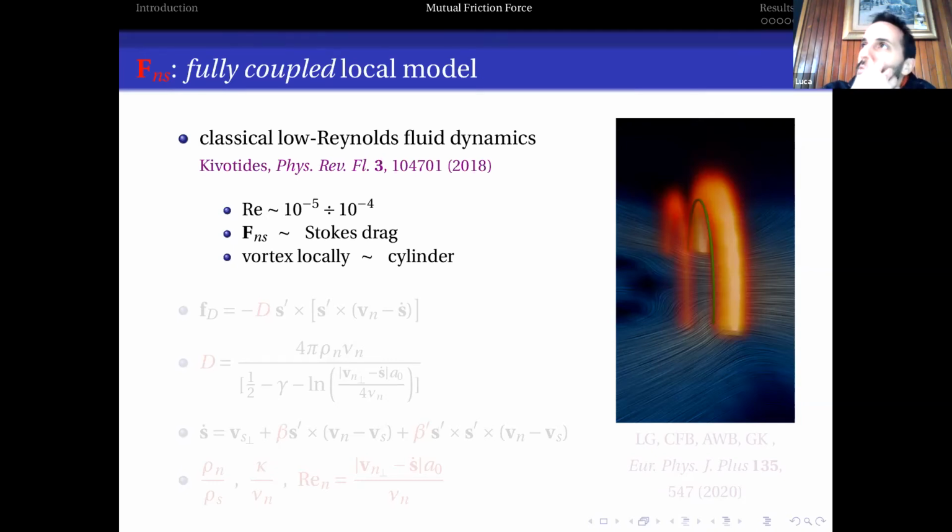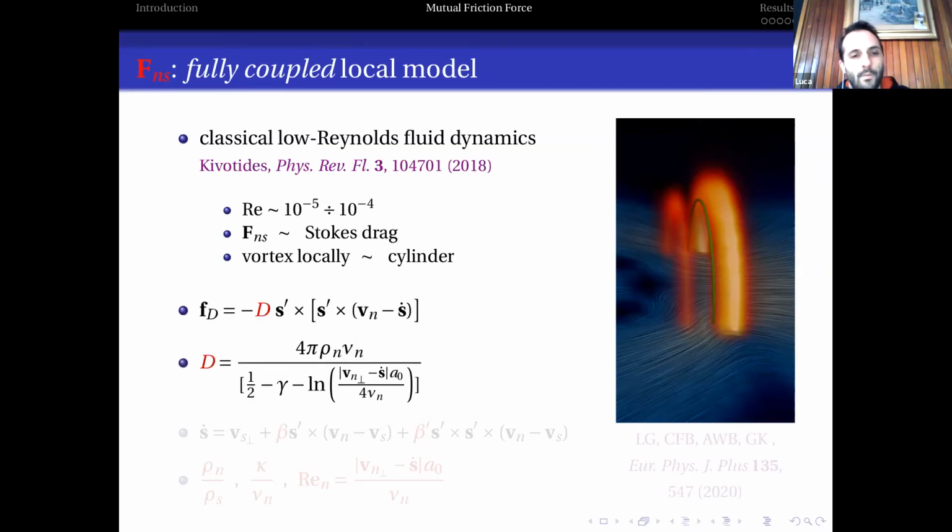And so we used an alternative formulation, always within classical low-Reynolds number fluid dynamics, and we derived this expression for the mutual friction force, where there is a coefficient D which depends mostly on the normal fluid density, the viscosity, and the Reynolds number at the denominator. With this expression of the mutual friction force, the Magnus force and the Iordansky force, we were able to derive the equation of motion of the single vortex line elements.